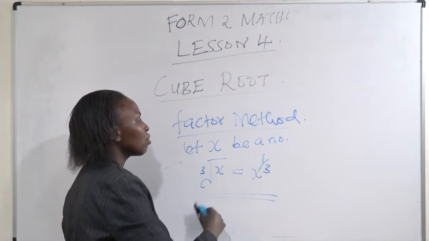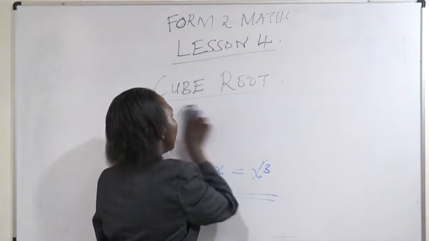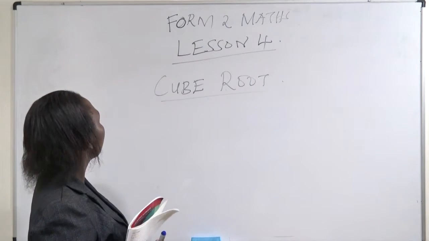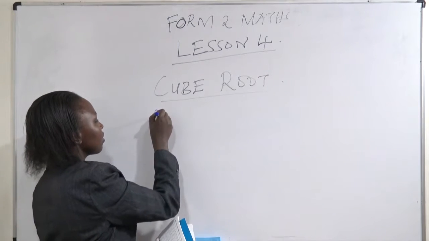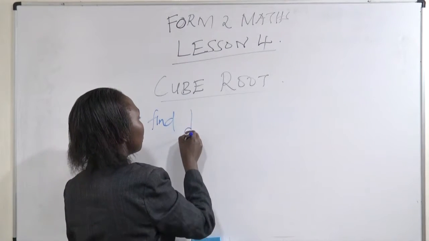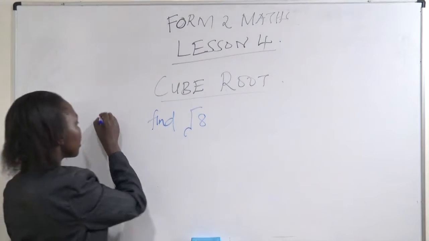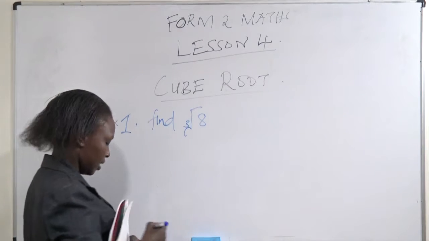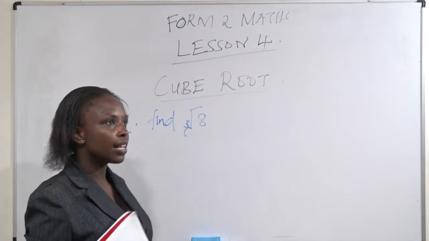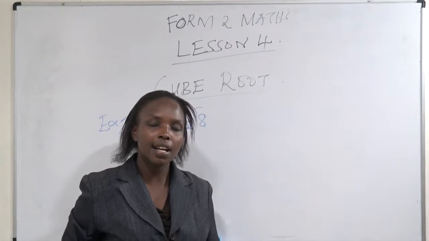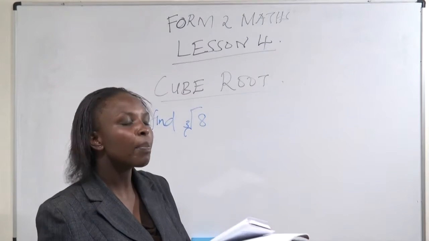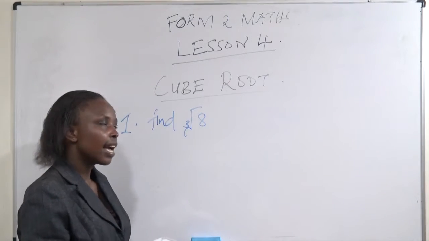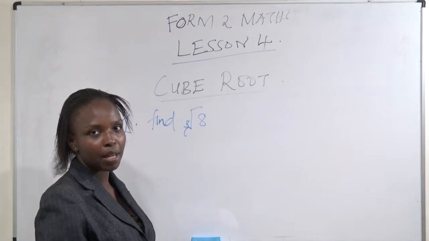So let's do an example so that you understand what we are saying. For example, let's find the cube root of 8. So let that be our example 1. Find the cube root of 8. What we do is we express the number as a product of its prime factors. And normally we use the factor tree method.